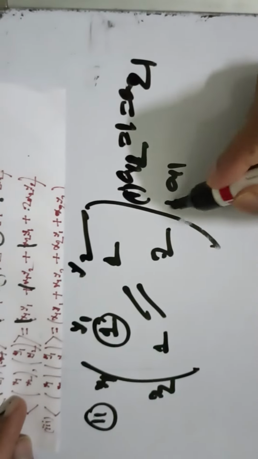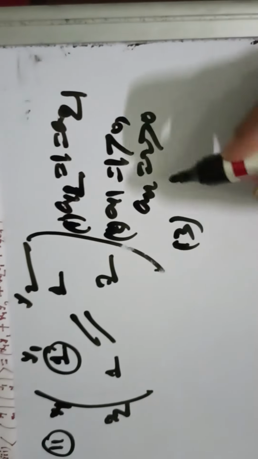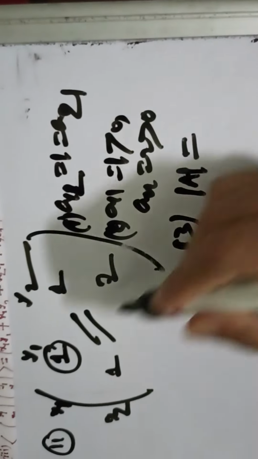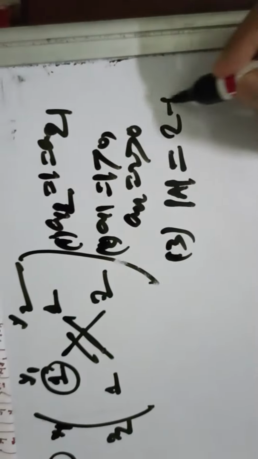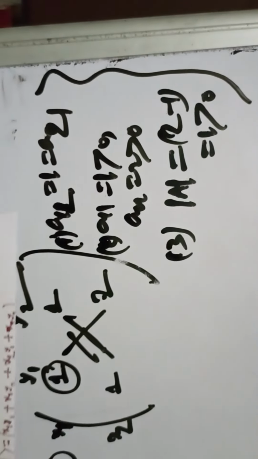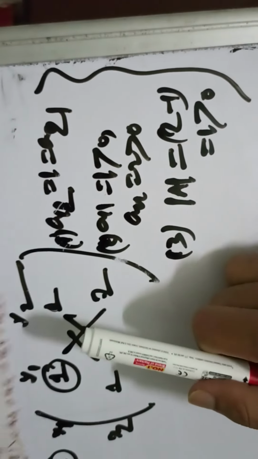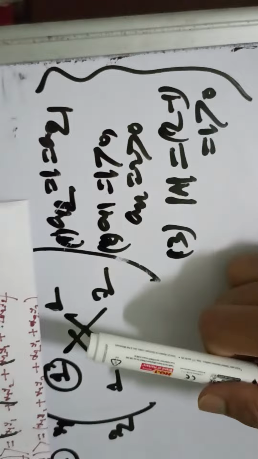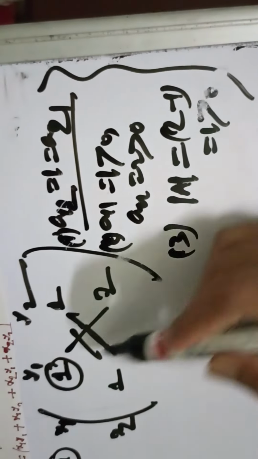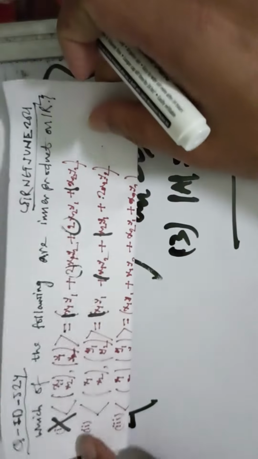Second condition: a11 is 1, positive, and a22 is 2, positive. Third condition: the determinant is 2 minus 1, which is positive. So the matrix satisfies all three conditions. First, the matrix is symmetric, a11 and a22 are positive, and the determinant is positive. Since all conditions hold, we can say that it forms an inner product. This is the result.